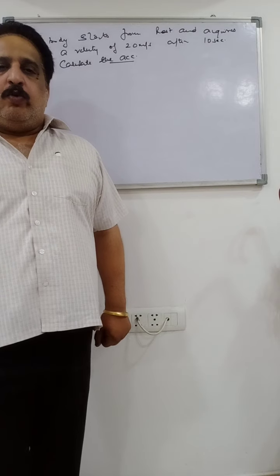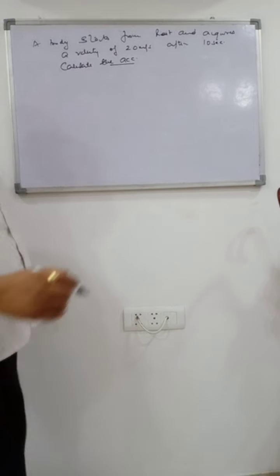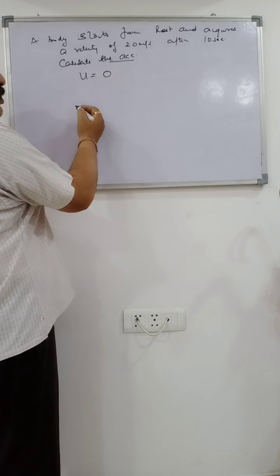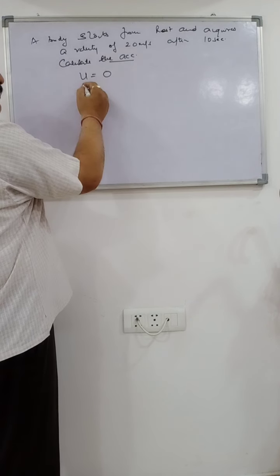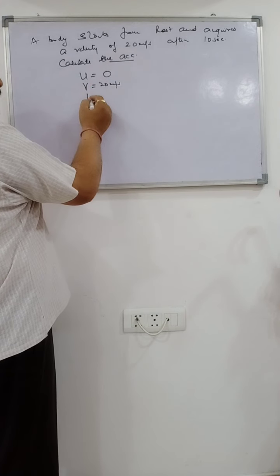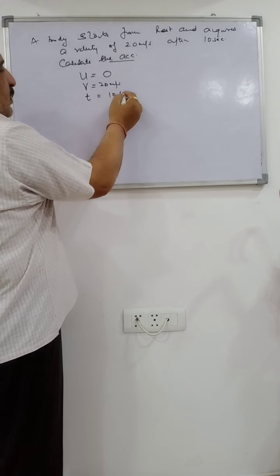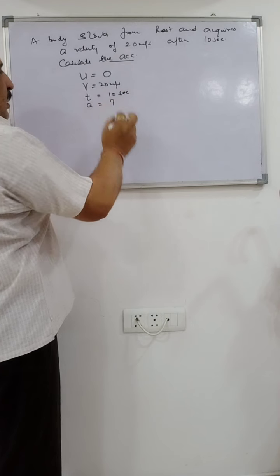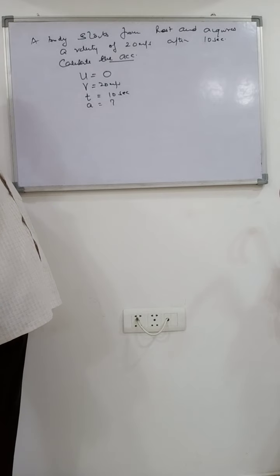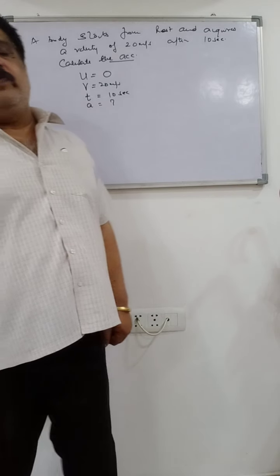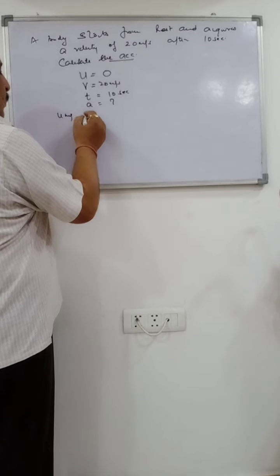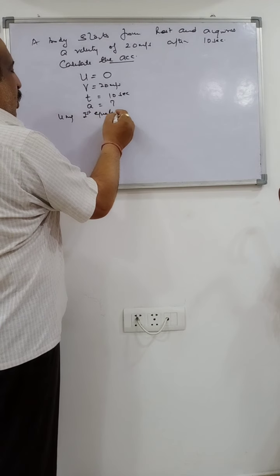Now what is given to us? The body starts from rest. If a body starts from rest, what will be the initial velocity? U will be 0. It acquires a velocity of 20 meter per second, so the final velocity will be 20 meter per second. You are given the time T, 10 seconds. You have to calculate A. So that means the quantities required are V, U, A and T. So you will use the first equation of motion.